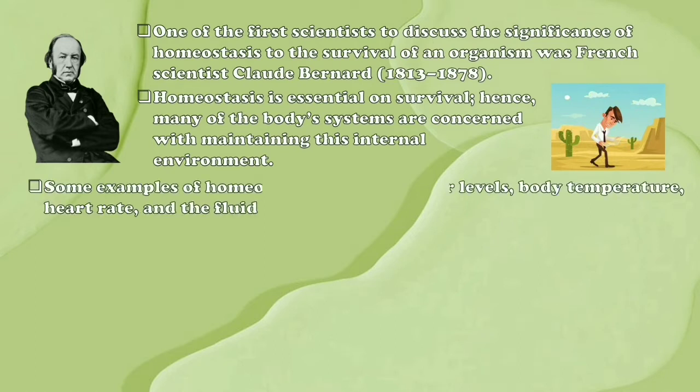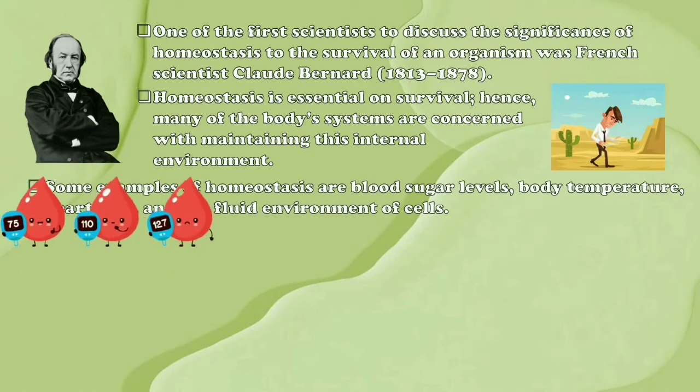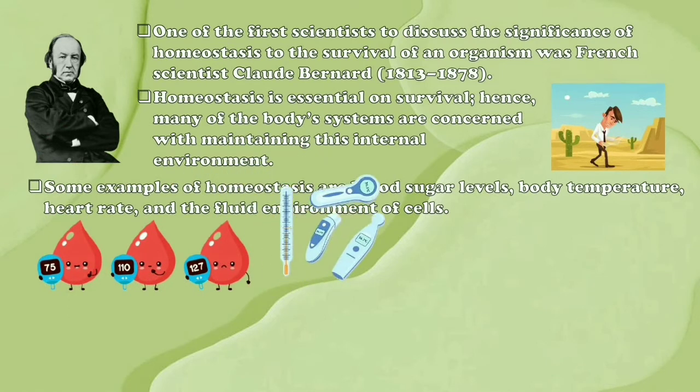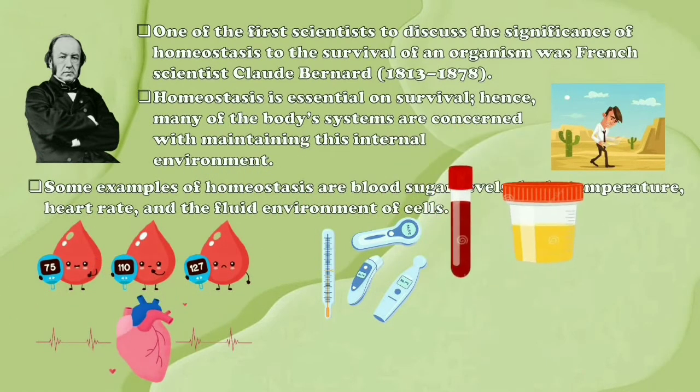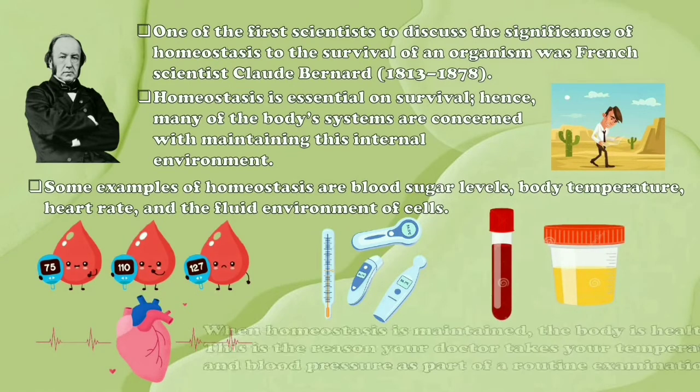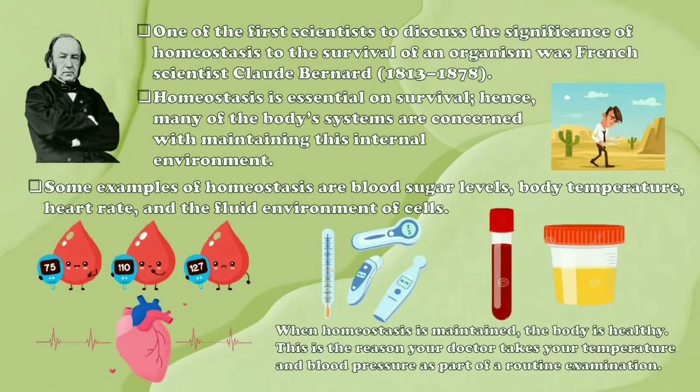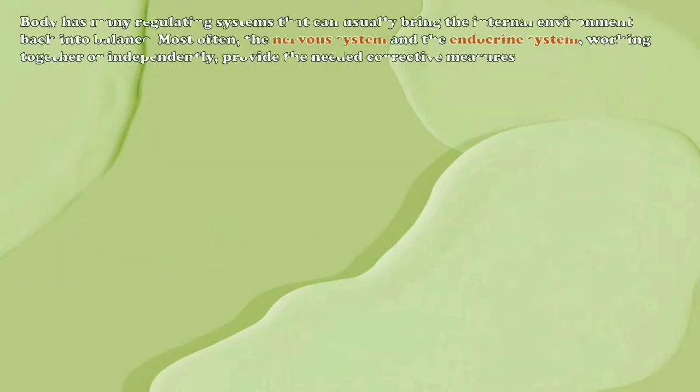Here are some examples of homeostasis: blood sugar levels, body temperature, heart rate, and lastly, the fluid environment of cells. When homeostasis is maintained, our body stays healthy. This is the reason why your doctor checks the examples I mentioned earlier as part of a routine examination. To continue, our body has many regulating systems that can usually bring the internal environment back into balance.